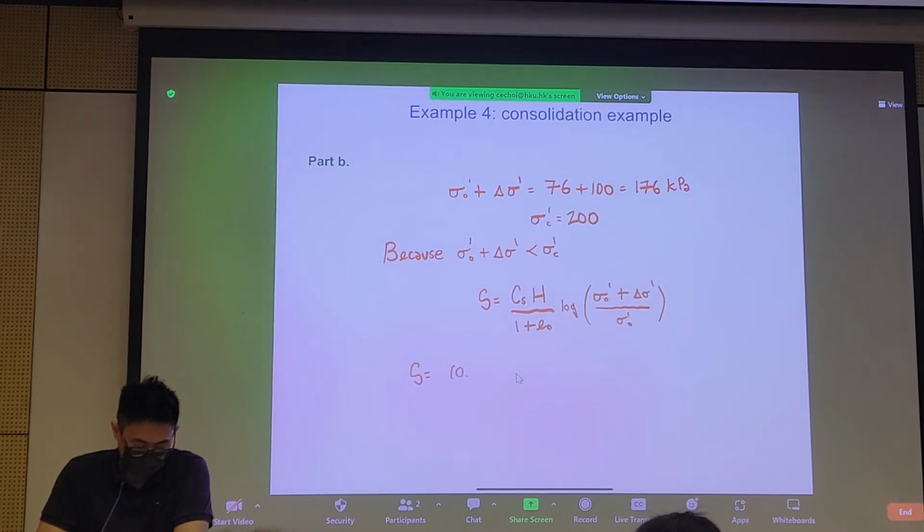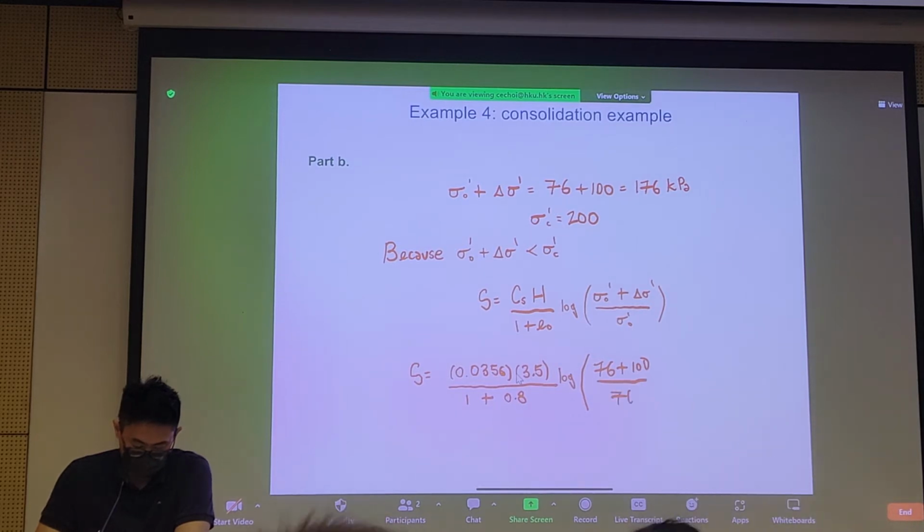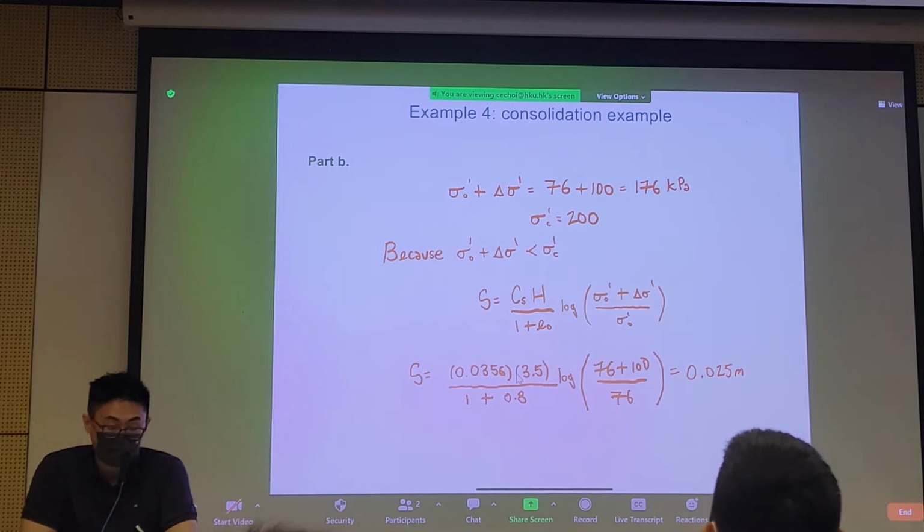And we are given our swelling index in the original question. We know our initial clay layer thickness. We know the initial void ratio of the clay layer. And we know our initial and delta stresses. This is just about 25 millimeters.